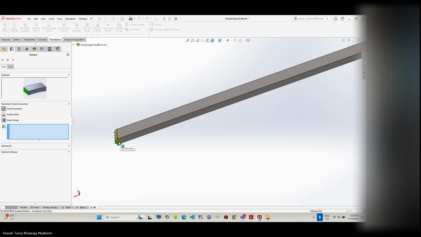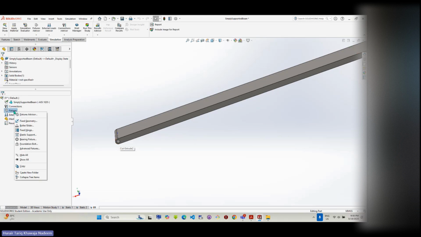Okay, this is what fixed geometry means. Then you have a roller slider, then we have a fixed hinge. It gives you a diagram as well. What is the meaning of hinge? Hinge means it can rotate. Then you have a roller slider, which is going to slide like a roller, like this one. So this is the fixed one. And then let's see what the other types are. Again the roller slider here, fixed hinge.